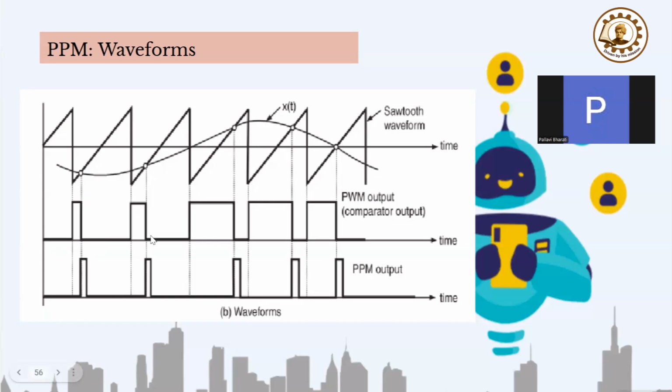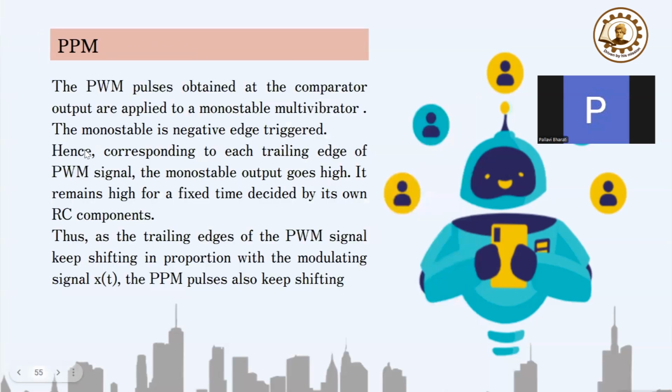See, again the PWM output is going high at this point. So you can see over here that this is again the same, but whenever the PWM output comes, that time a trigger is generated and the monostable multivibrator output becomes high.